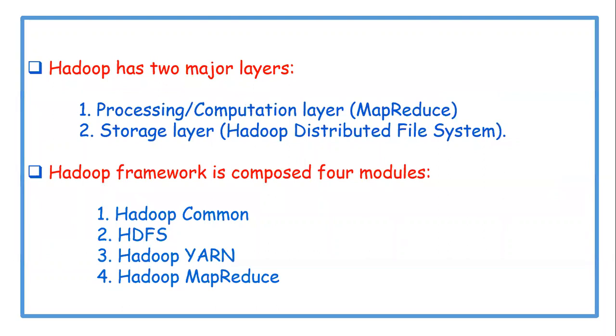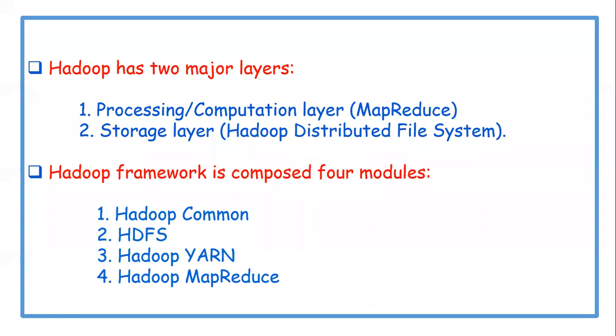We already discussed the processing and computation layer, which is done by MapReduce. MapReduce only performs processing and computing, and Hadoop HDFS only focuses on storing the data sets or objects. And in today's class, the new thing is about Hadoop.